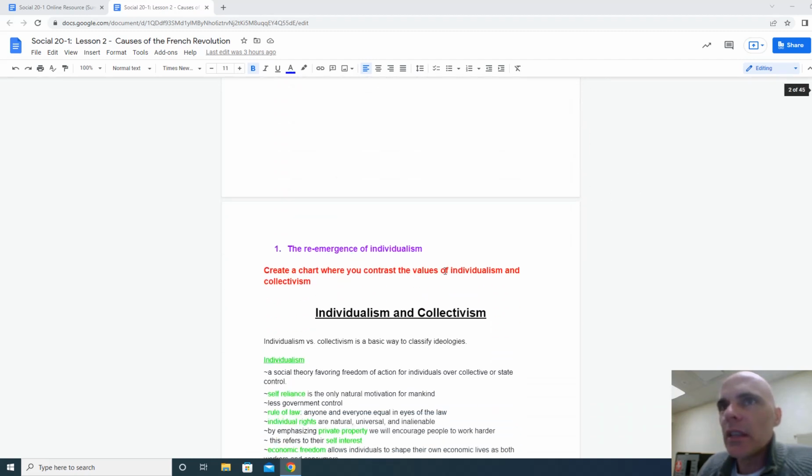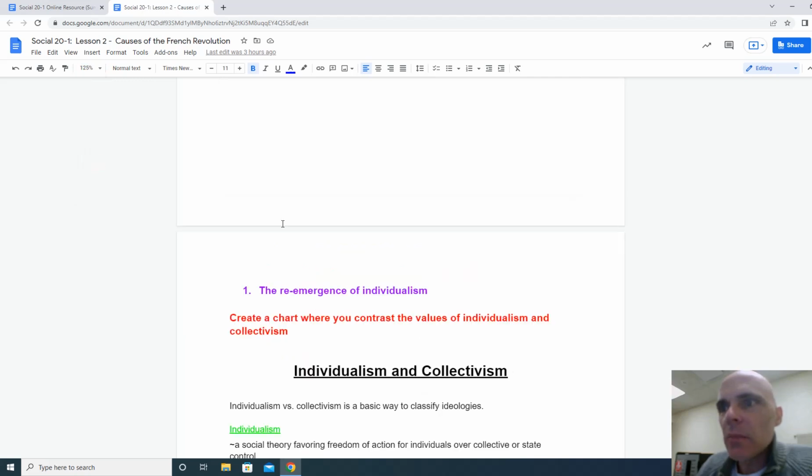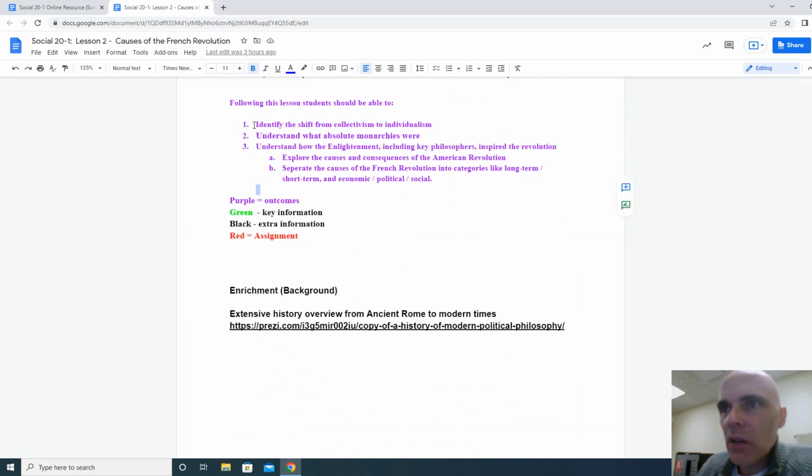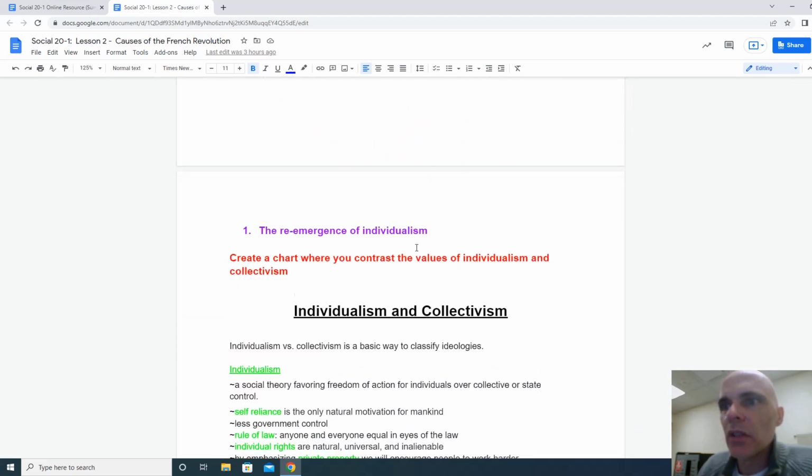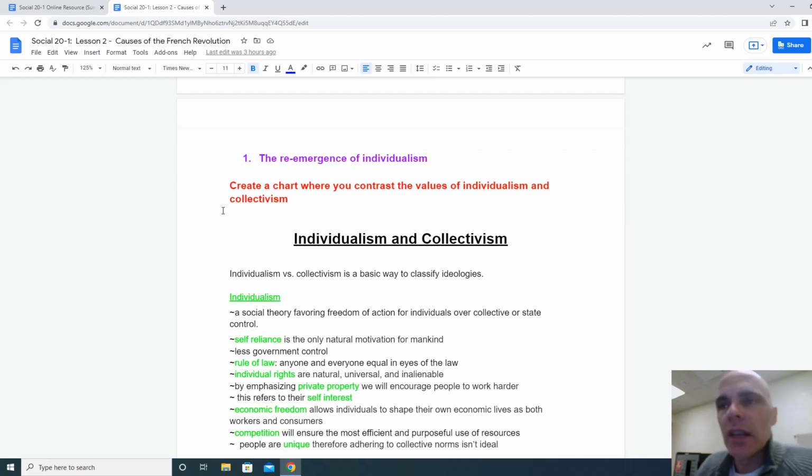When we look at the document, you can see that it comes up again. So it's the first outcome listed. 1, identify the shift from collectivism to individualism. Then down here, the re-emergence of individualism. And there's an assignment today. Create a chart where you contrast the values of individualism and collectivism.